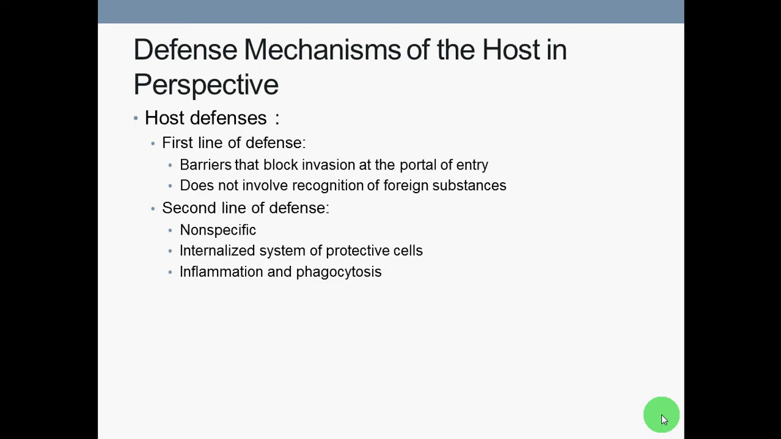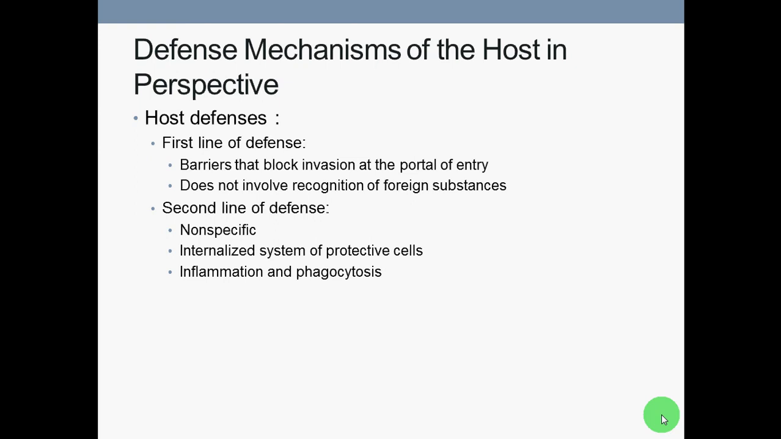So this would be any place that we talked about before. It's a portal of entry. So we're going to talk about the methods that our body uses in order to prevent that microbe from getting into a portal of entry. The second line of defense is not specific, meaning it does not target any specific pathogens.